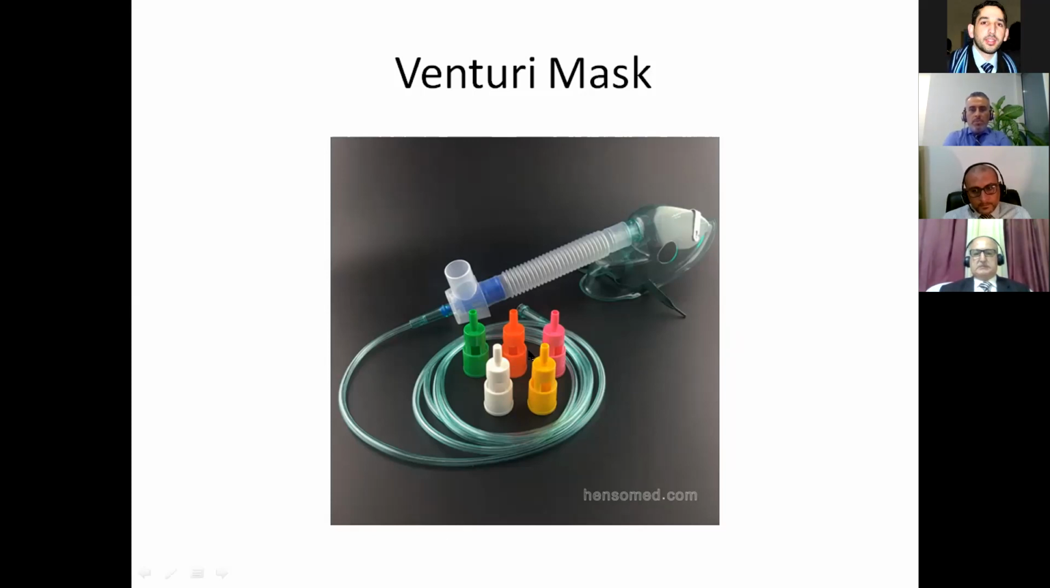Now this is 50. You can go to 40. The pink one is 40. So you have to go to 40. Now the pink one has got a flow rate of 8 liters per minute. So at 8 liters per minute, this will provide 40% FiO2. So increasing or decreasing the FiO2 on the Venturi will involve changing the Venturi and also making sure that the flow rate which is prescribed for that particular Venturi is provided to the patient.